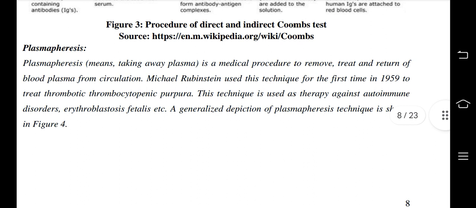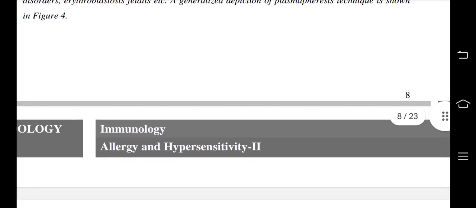Then next, plasmapheresis. Plasmapheresis means taking away plasma. It is a medical procedure to remove, treat, and return blood plasma to circulation. Michael Rubinstein used this technique for the first time in 1959 to treat thrombocytopenic purpura. This technique is used as therapy against autoimmune disorders, erythroblastosis fetalis, etc. A generalized depiction of the plasmapheresis technique is shown.